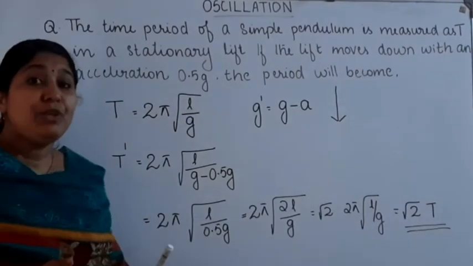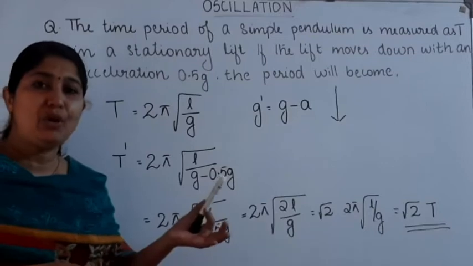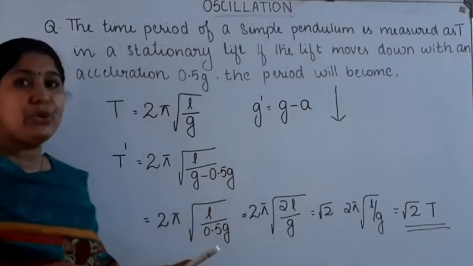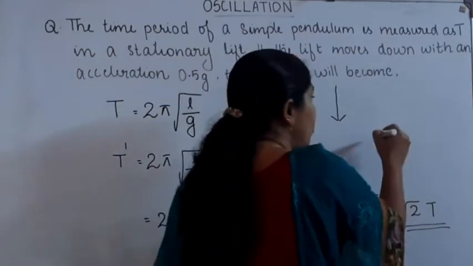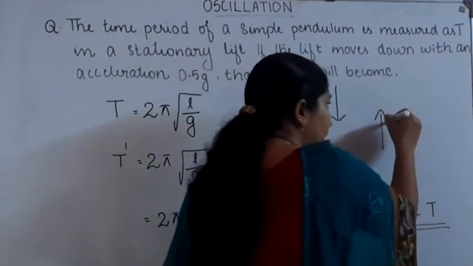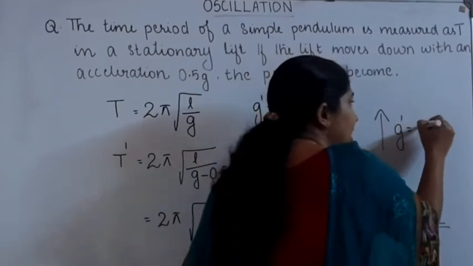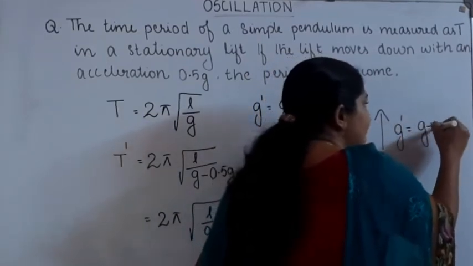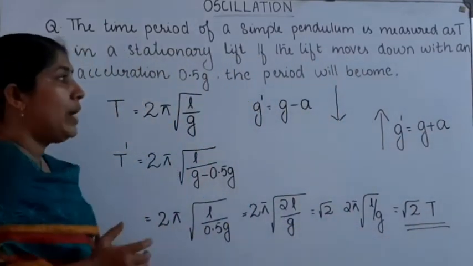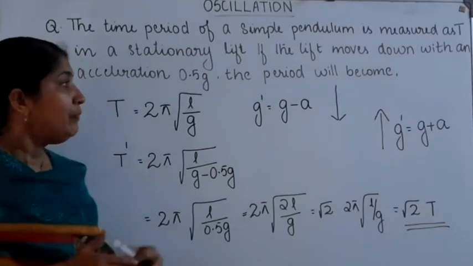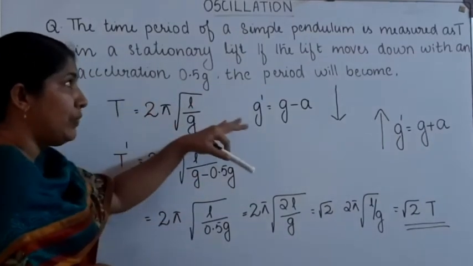If the question were that the lift is moving up with an acceleration of 0.5 g, then what would be the new acceleration due to gravity? When the lift is moving up, g dash is equal to g plus a. So g plus a is the new acceleration due to gravity when the lift is moving up. In our question, the lift is moving down.